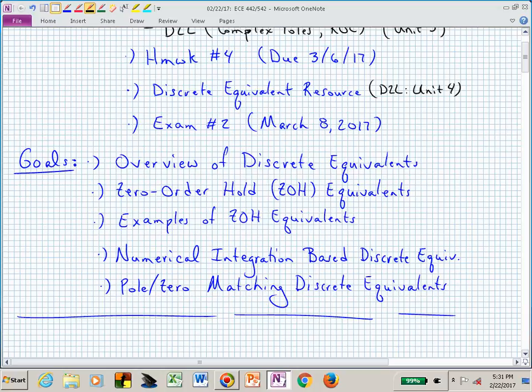We'll start going through the details with one particular technique, which is called a zero-order hold equivalent, and we'll give several examples of that. Then we'll go to another type of finding discrete equivalence, which is roughly referred to as numerical integration techniques, and we'll have several of those. And then we'll do a pole zero matching approach to discrete equivalence, which means we're going to have about 5 different ways to find discrete equivalence once we get to exam number 2, which is in 2 weeks.